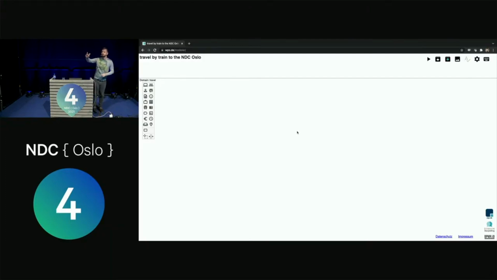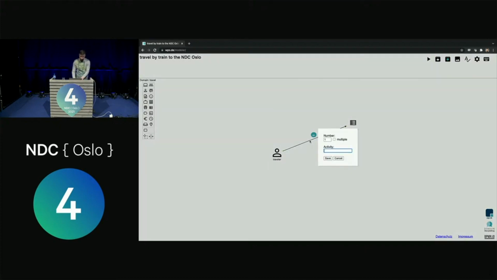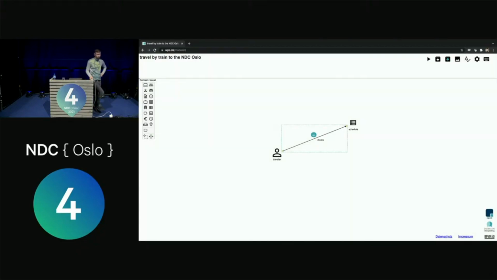Sorry? Check a schedule. Okay. Who's checking the schedule? The traveler. Okay, so we get the first words here. The traveler checks the schedule. Are some Brits here? Okay, so step one, traveler checks schedule.